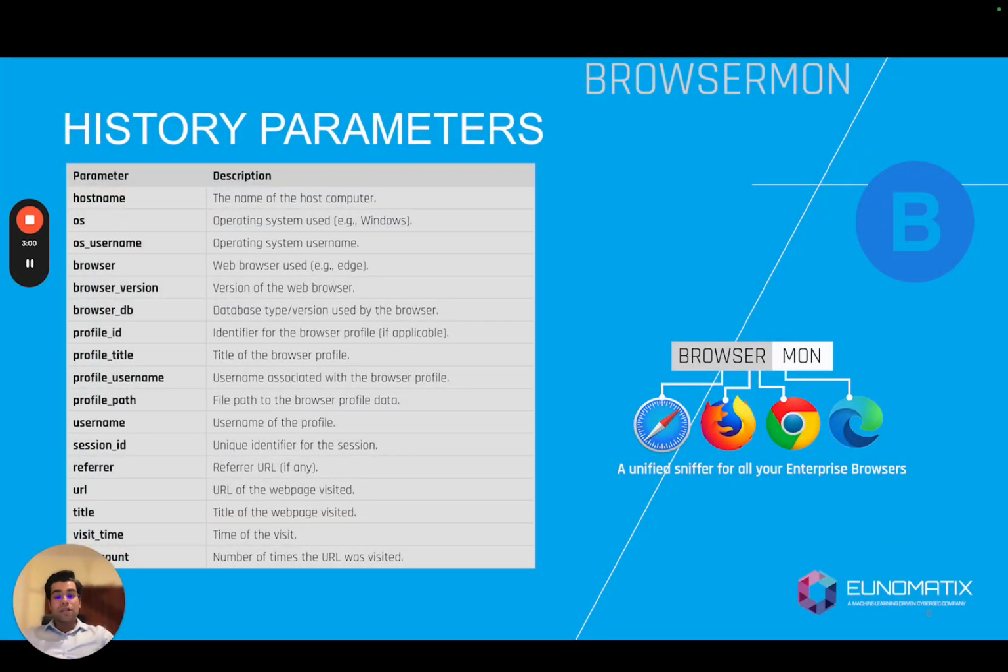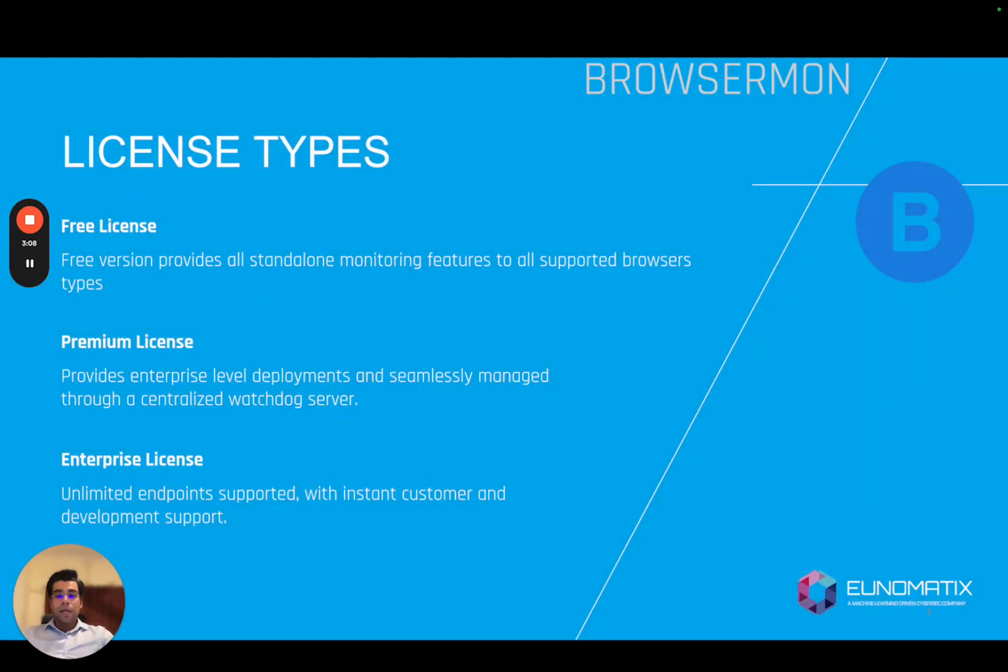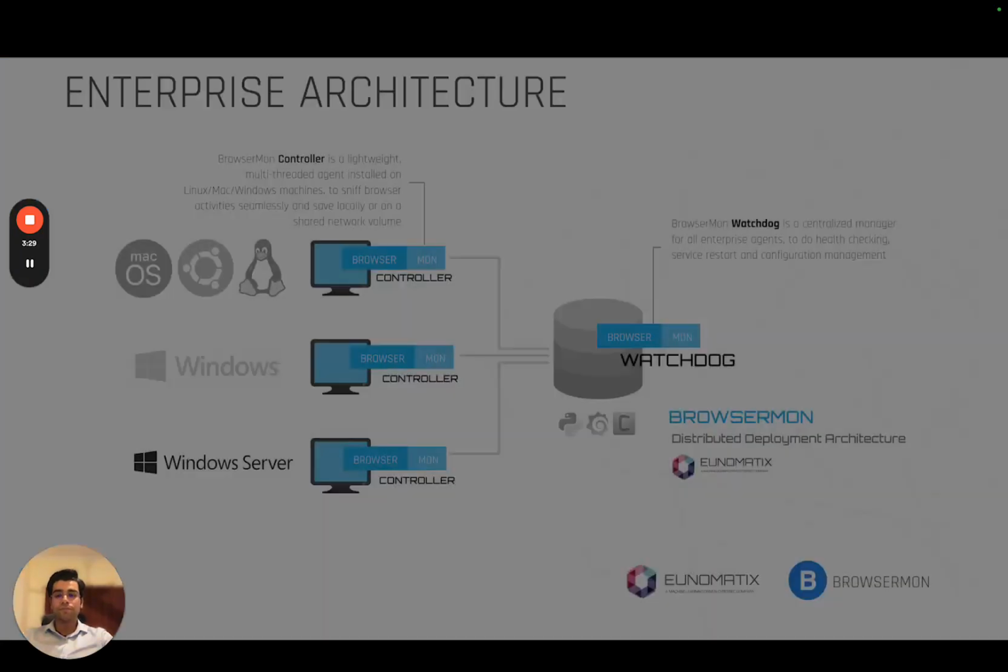These are the 17 history parameters that I was talking about. As you can imagine, these can be very thorough and can provide you analysis of your enterprise's browsing activities. BrowserMon offers three kinds of licenses: a free license, a premium license, and an enterprise license. In the free license, you have standalone BrowserMon. In the premium license, BrowserMon comes with a centralized configuration manager, which is a watchdog server. And there's an enterprise license where you have full support of Kinematics 24/7.